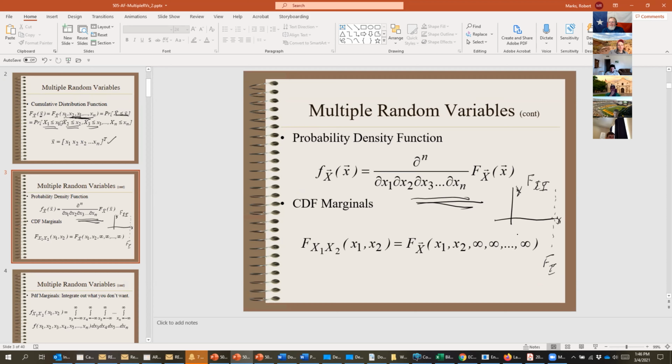And I think that probably we'll go ahead and stop here, because we'll talk about next time that you can get a lower dimensional cumulative distribution function from the higher dimensional one by evaluating some of the arguments at infinity. And this is a straightforward generalization of the two-dimensional case. Anybody have any questions at all?